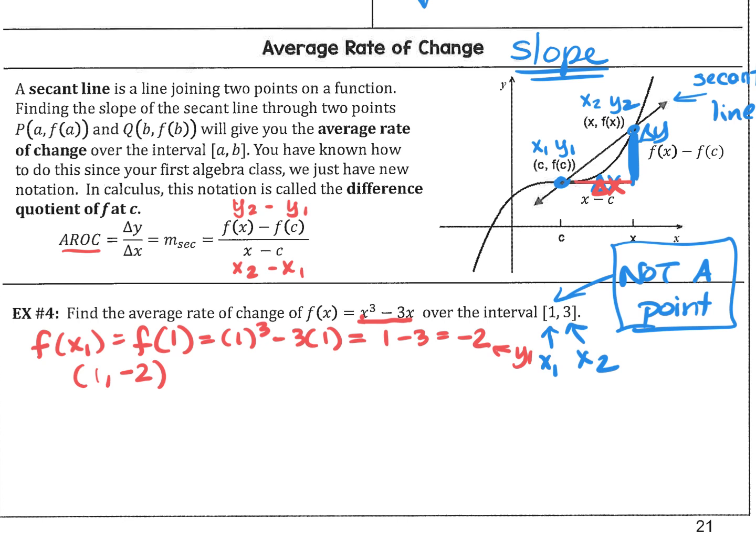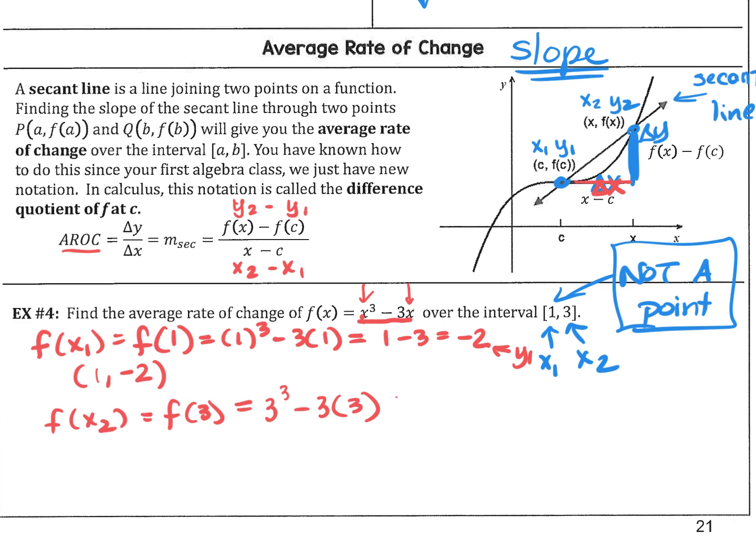So we found the first coordinate point we're going to plug into our slope formula. Now guess what? We have to do the same thing, but this time instead of plugging in 1, what are we going to plug in? Yeah, the other x value they gave me, which was 3. So now we're going to plug in f of x sub 2. This is going to be f of 3. So what is that going to give me? 3 cubed minus 3 times 3. Again, we're plugging in for our x, here and here, aren't we?